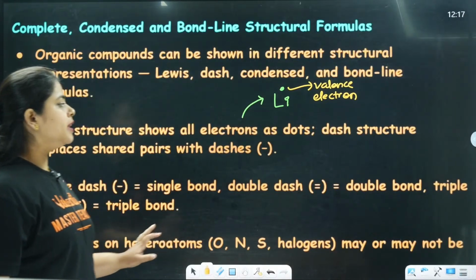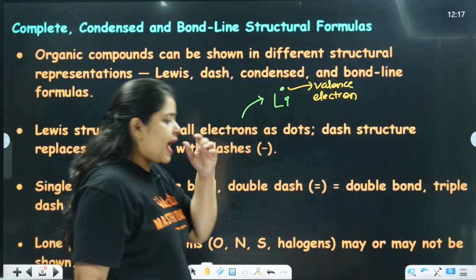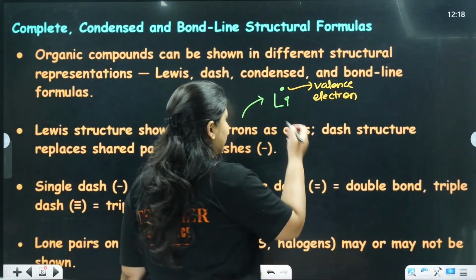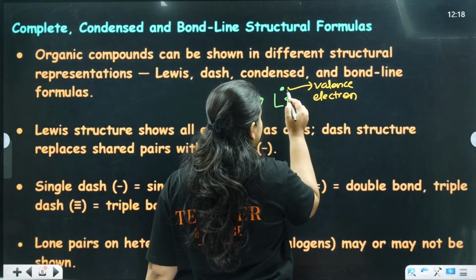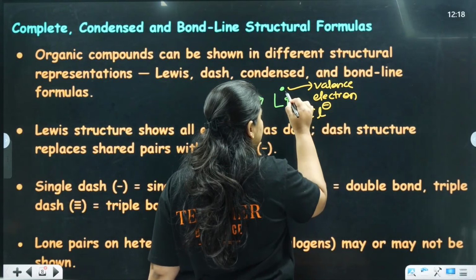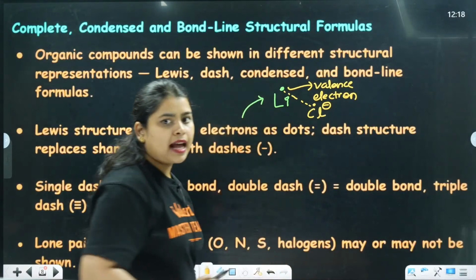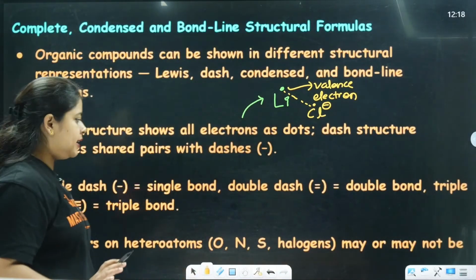So how has it been done? The dash structure replaces the shared pairs with dashes, meaning it is getting shared. So now you think that this electron of lithium is being given to chlorine, you think, okay, this is chlorine, so it needs electrons, so in this way it will give it. Clear? This is how you can understand it easily.